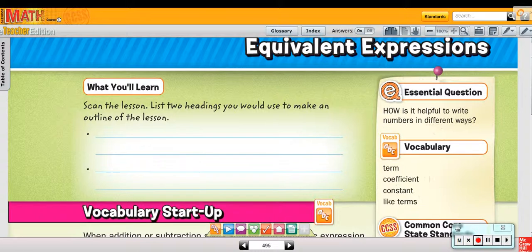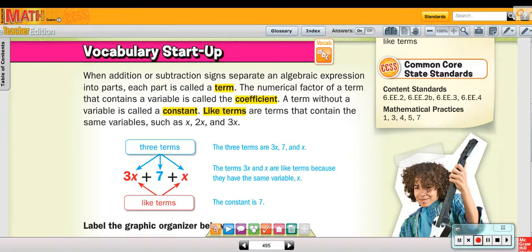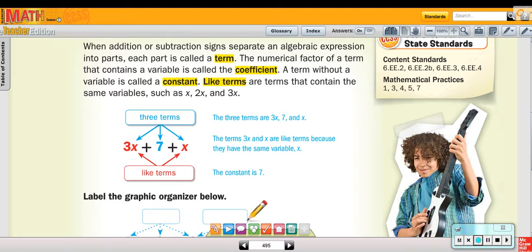Now, take a look at this vocabulary startup. This should look very familiar to us. We've already talked about these vocabulary words. A term is, remember, any part in the algebraic expression. So if we look here at this expression, a term would be 3x, a term would be 7, and a term would be x. We've also talked about coefficients. The coefficients are the numbers in front of the variable, the numerical factor. So in this term here, the coefficient would be the 3.